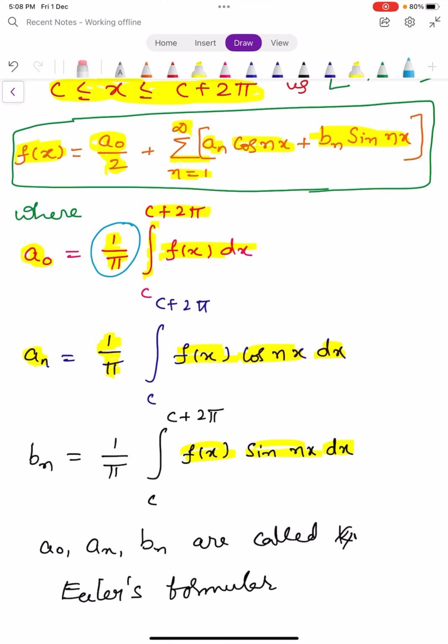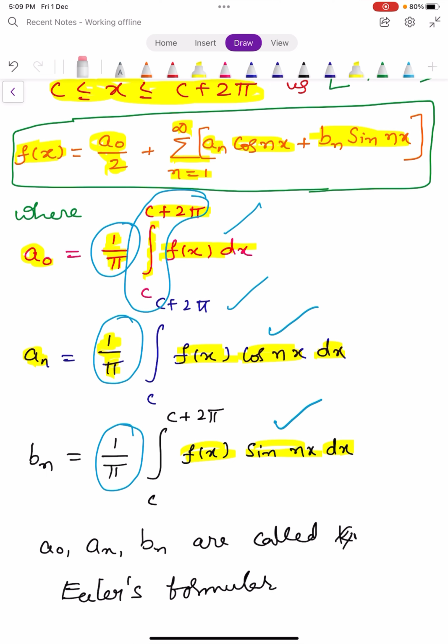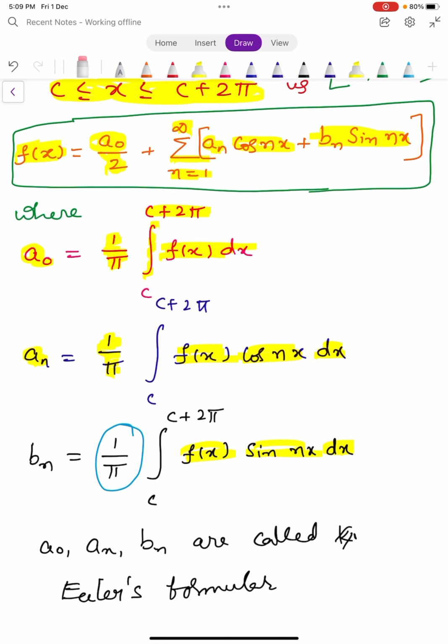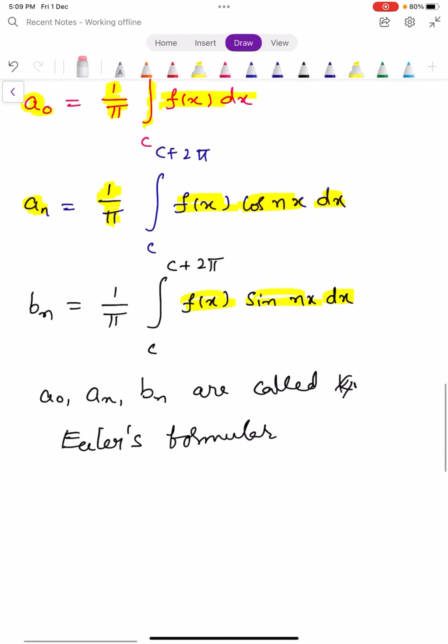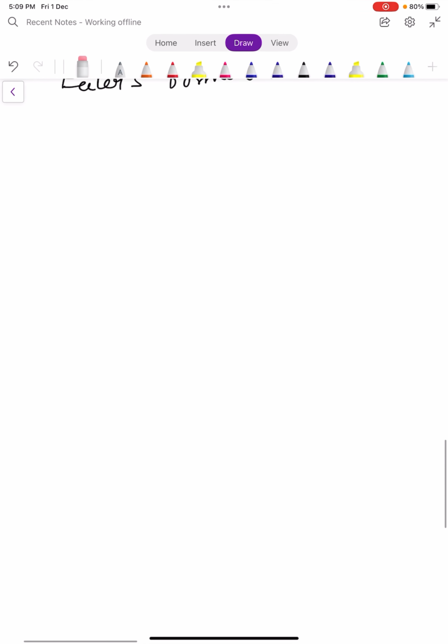You observe the difference, then it is very easy to remember. 1 by pi is common in all 3 terms. Integral c to c plus 2 pi is also common in all 3 terms. The difference is that in the term a naught there is no cos nx or sin nx. In a n we have cos nx. In b n we use sin nx. That's it. So remember the logic, then it is very easy and simple to remember. These a naught, a n, b n are called Euler's formulas.